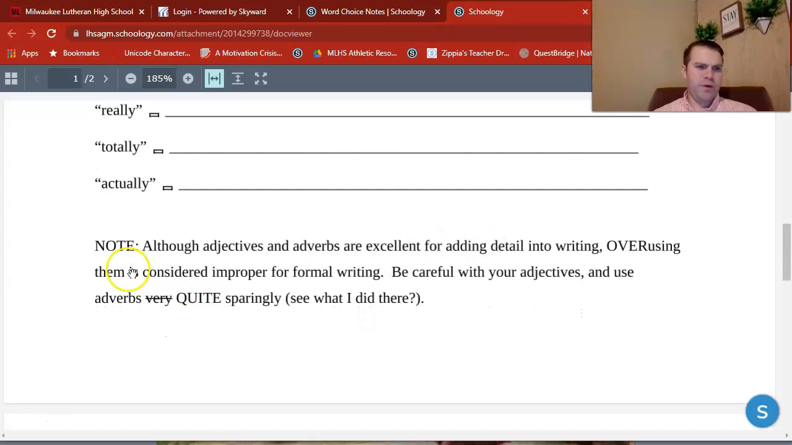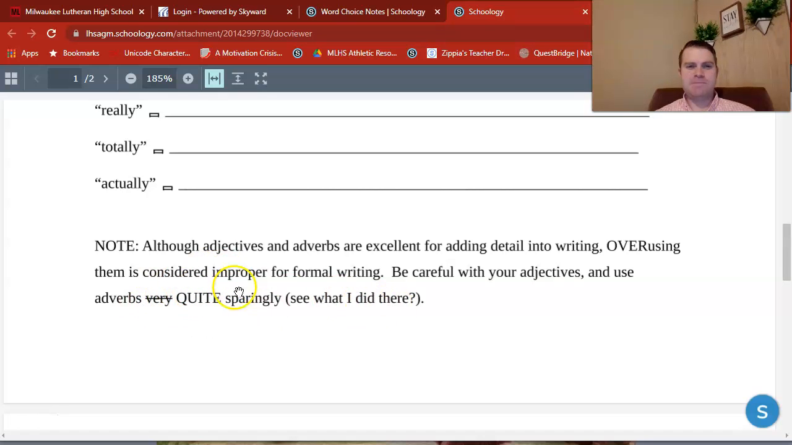A little note, I don't know if we got to this with adjectives and adverbs in my classes before. Adjectives and adverbs are excellent for adding detail into our writing. You don't really want to overuse them in essays. Be very careful with adjectives. If you're going to use them, use $5 ones instead of 5-cent ones. Use adverbs, notice what I did here, quite sparingly instead of very sparingly.